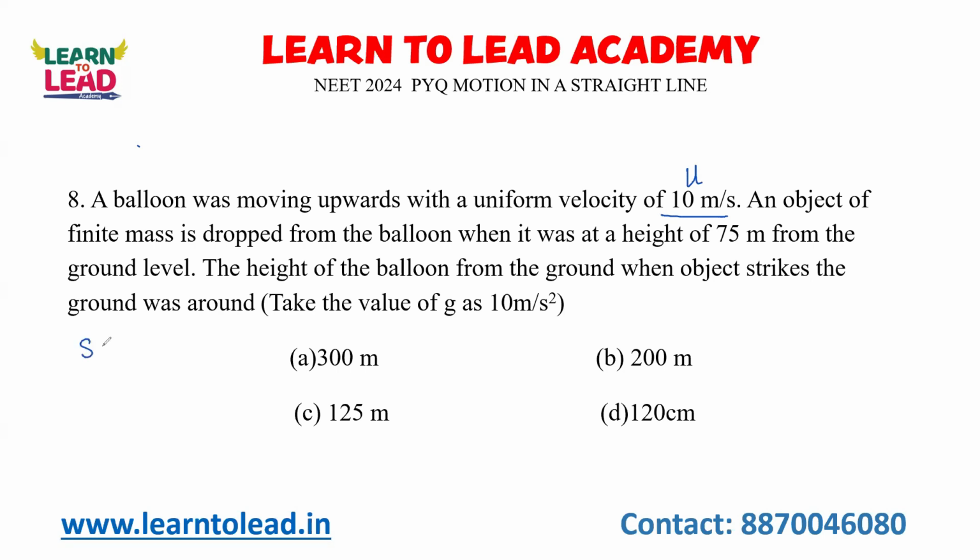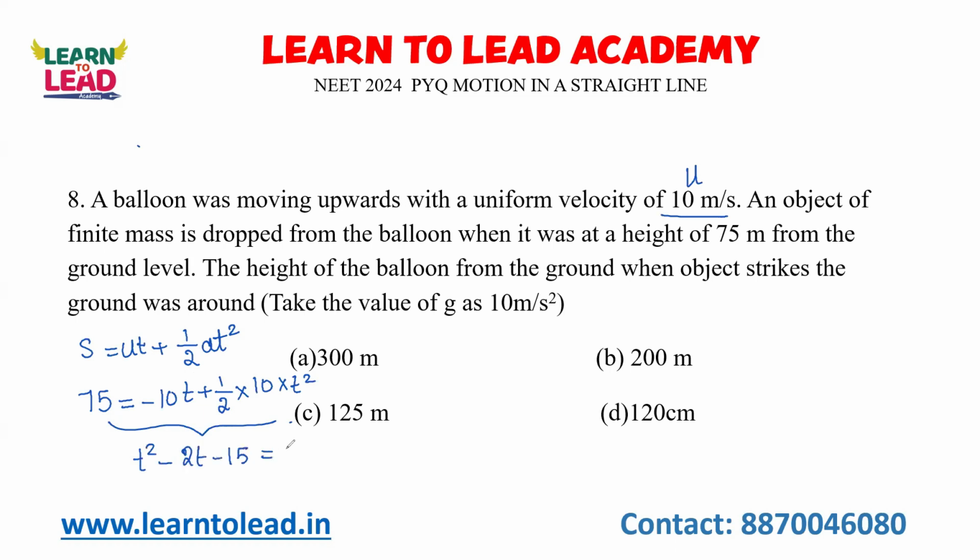So, S is equal to ut plus half at square. Okay, the height is 75 meters. The initial velocity, since it is moving upwards, is minus 10, so minus 10 t plus half into acceleration due to gravity 10 into t square. Now you need to solve this. If you solve this, you'll get t square minus 2t minus 15 is equal to 0.